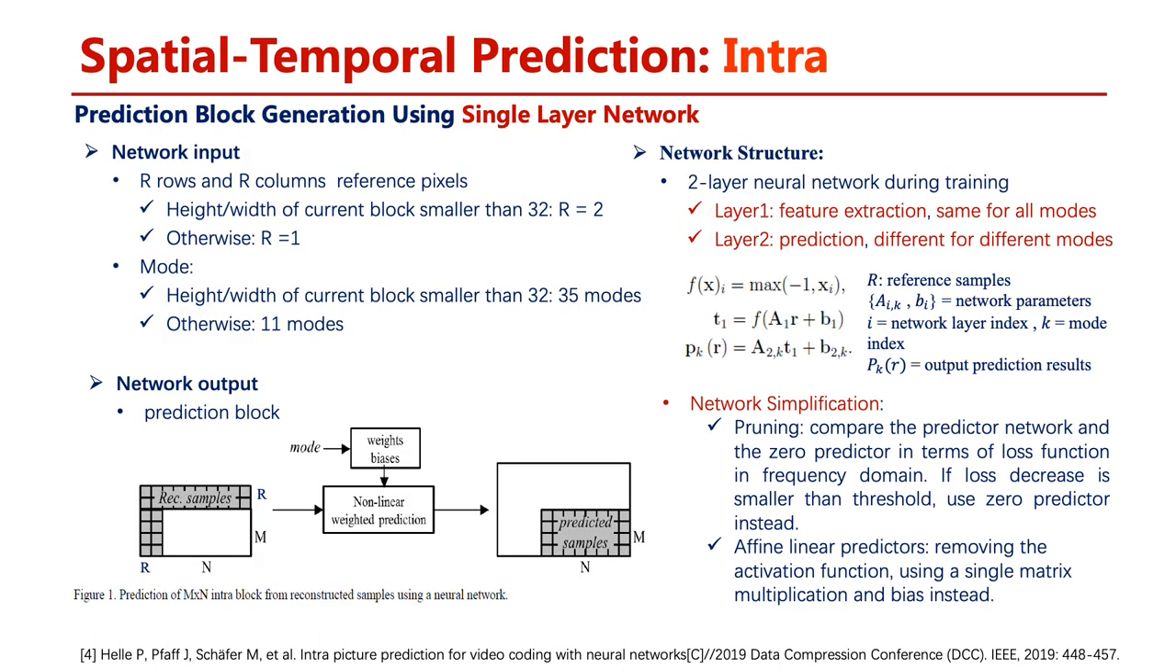So a single layer network is studied for generation of intra-prediction. First, a two-layer neural network is trained, in which the first layer extracts a feature from the reference pixels, while the second layer makes the prediction. Then the neural network is simplified by pruning and removing the nonlinear activation function.